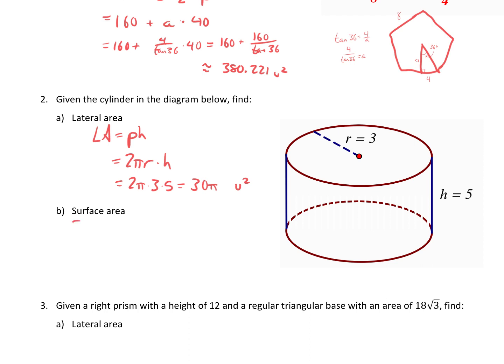Surface area is lateral area plus 2 bases. Lateral area I just figured out. 2 times the base area, which is, base areas here are pi r squared.